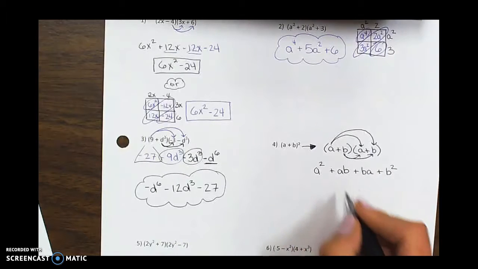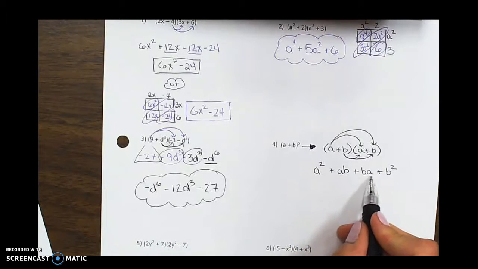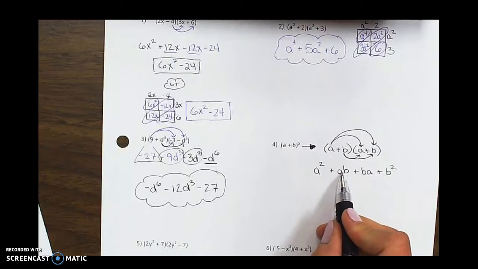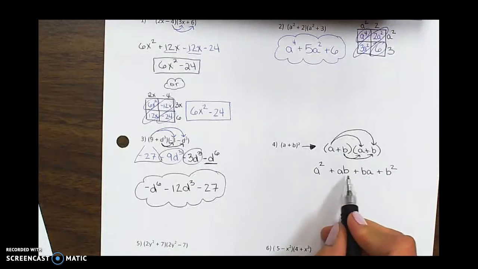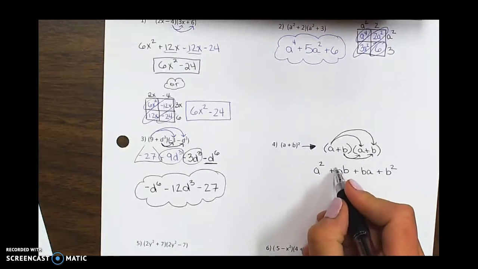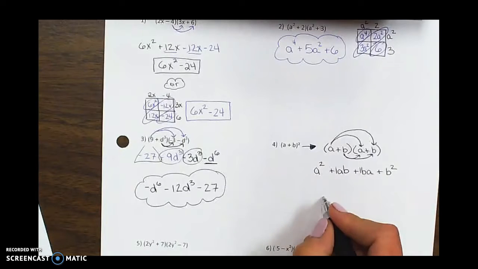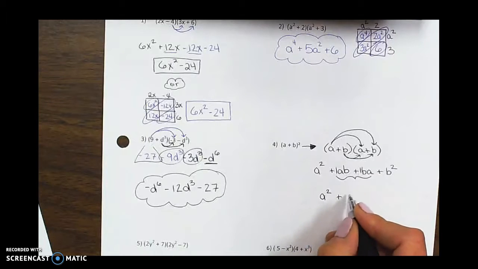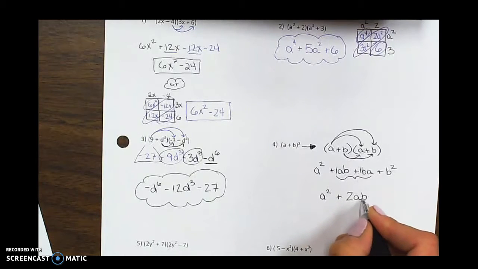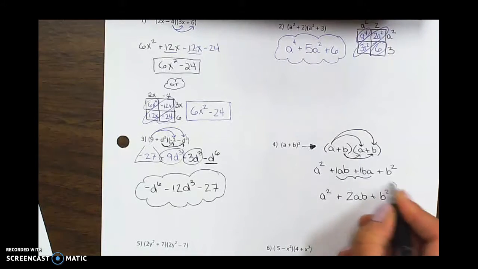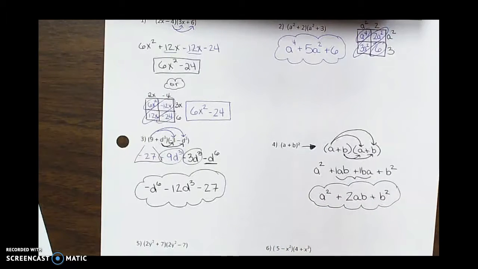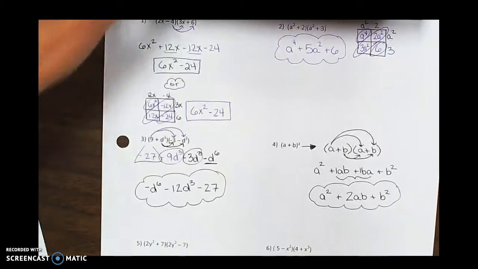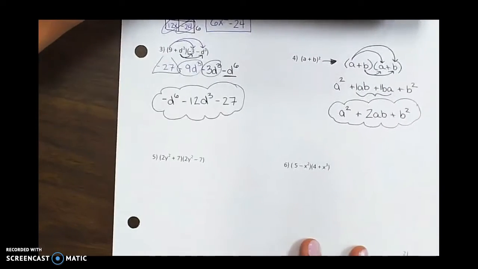So now I'm going to combine my like terms. So these both have a's and b's. But remember, multiplication is commutative. So these are actually both the same thing. So there's really a 2 in front. So here we're going to have a squared. I'm going to put the a first. So I'm going to go 2ab plus b squared. And we've got it. All right, let's move down then to number 5.